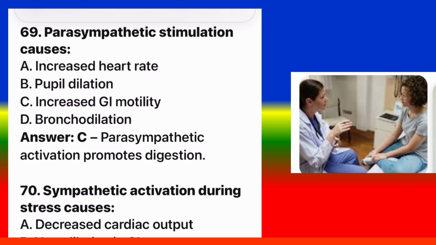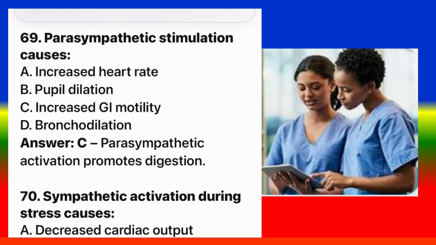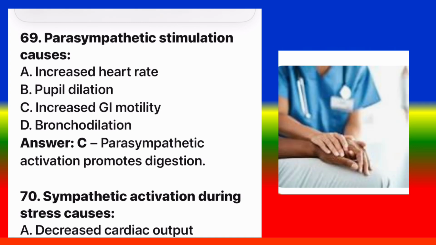69. Parasympathetic stimulation causes A. Increased heart rate, B. Pupil dilation, C. Increased GI motility, D. Bronchodilation. Answer C. Parasympathetic activation promotes digestion.